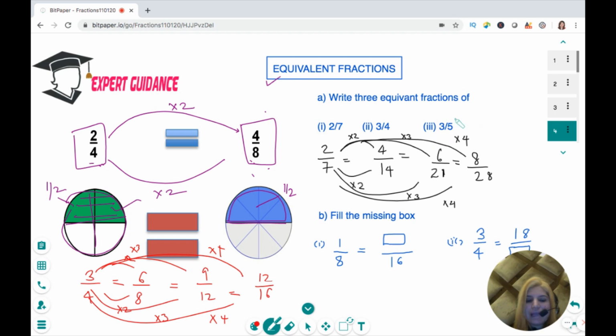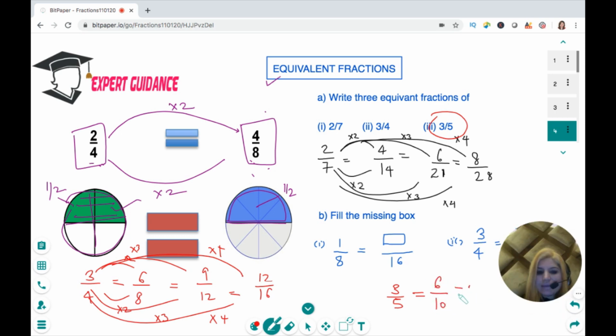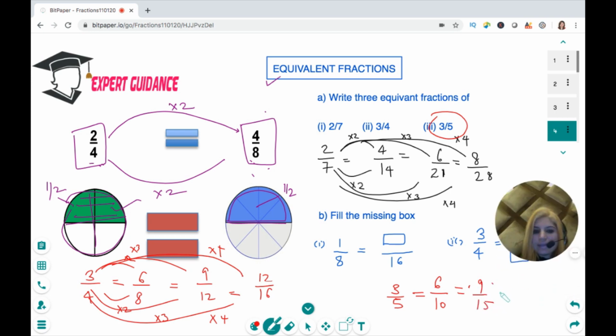Okay, now let's move on to the next one. 3/5. So the first equivalent fraction is multiplying by 2. So that becomes 6/10. Then multiplied by 3, that becomes 9/15. And then multiplied by 4, which becomes 12/20. So this is how you work out the equivalent fractions.